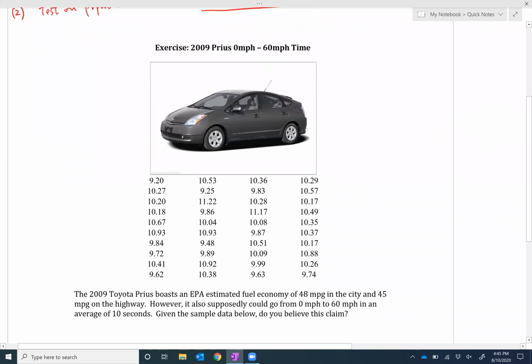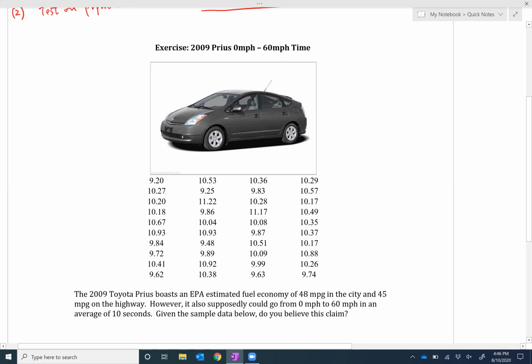So here, in this exercise, I'm going to take the 2009 Prius as an example. How much time does it need to accelerate from 0 to 60 miles per hour? The 2009 Toyota Prius boasts an EPA estimate fuel economy of 48 miles per gallon in the city and 45 miles per gallon on the highway. However, it also supposedly could go from 0 to 60 miles per hour in an average of 10 seconds. This is what's claimed by Toyota.